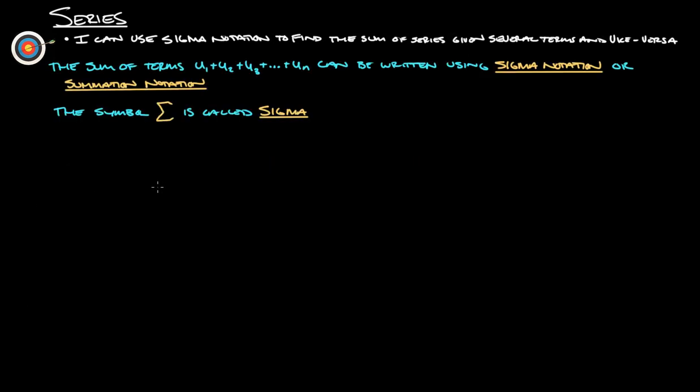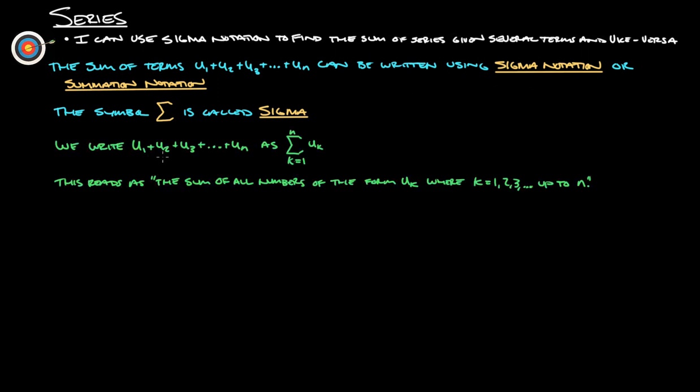All right, the sum of terms, u sub 1, first term, u sub 2, second term, u sub 3, so forth and so on, all the way up to u sub n, which in this case is the last term, can be written using sigma notation or summation notation. This symbol here, this funny looking E, is sigma. And that's why it's called sigma notation.